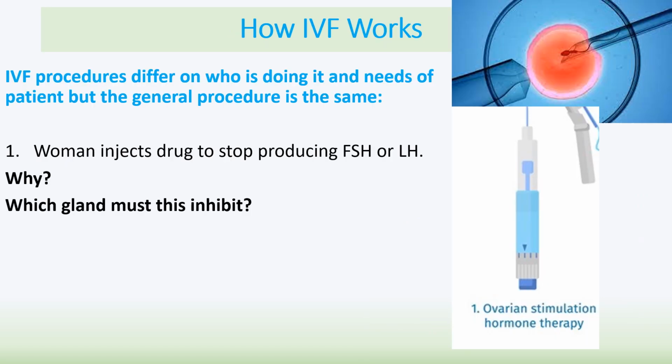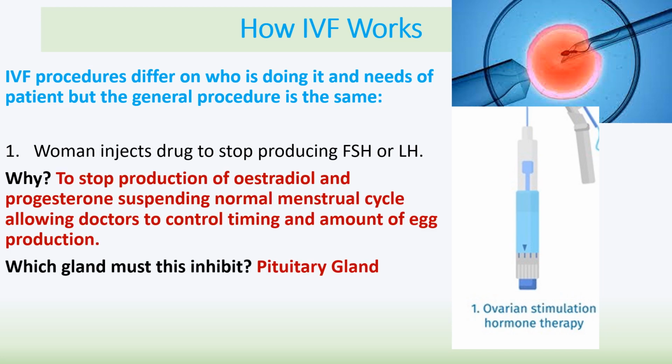So IVF, in vitro fertilization, is a complex procedure, and it differs on who is doing it and the needs of the patients. So what we're about to discuss is the general procedure, as obviously it's tailored for the different patients. The first thing that would happen is that the woman would inject drugs to stop the production of FSH or LH.